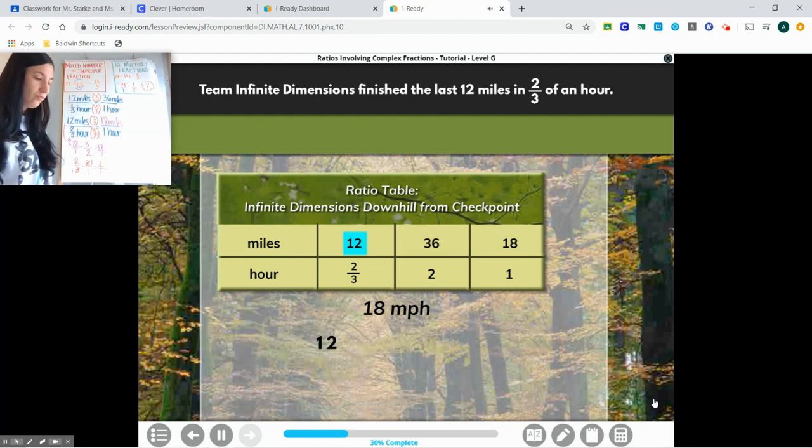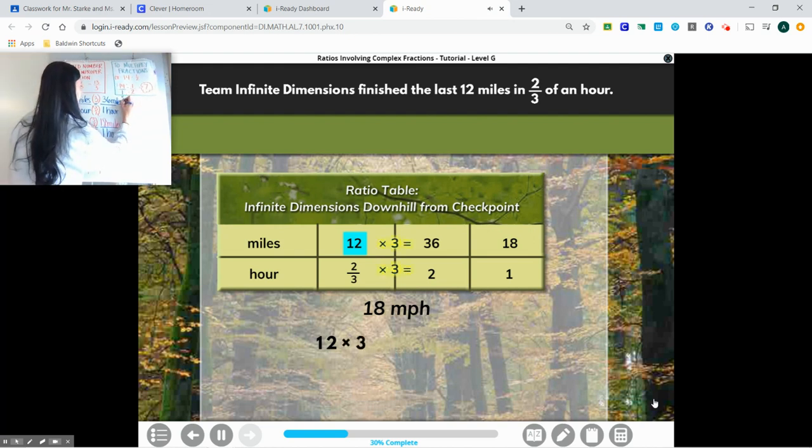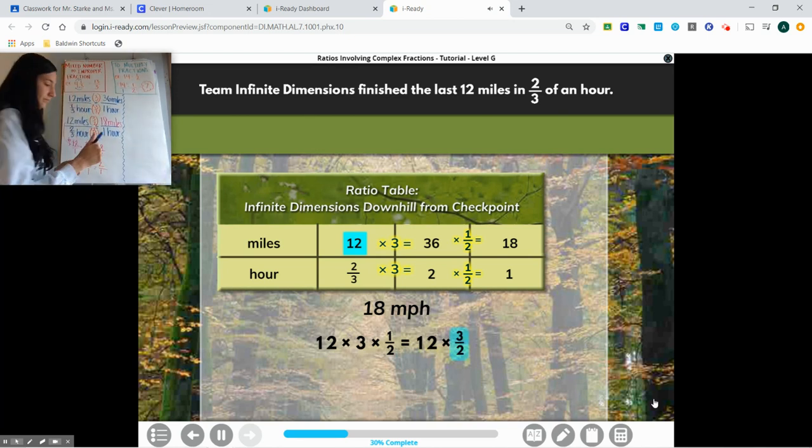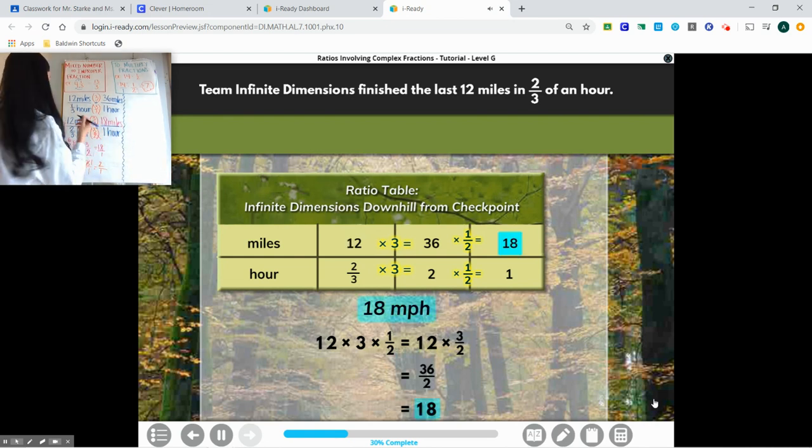So we took the original 12 miles and multiplied by 3. Then we multiplied by 1/2. Isn't that the same as multiplying by 3 halves? Which is what we did here. Whoa. Is anyone else noticing what I'm noticing? Check it out.